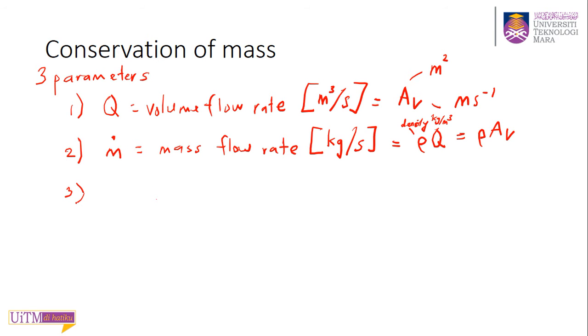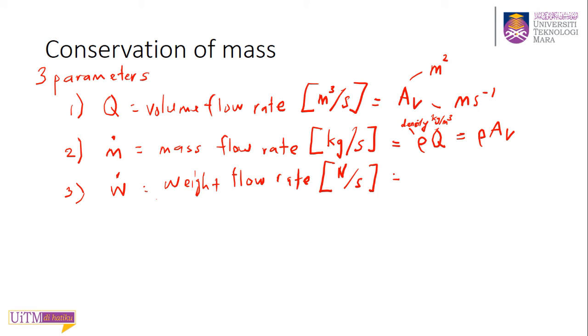The last parameter in the conservation of mass is W dot. It is the weight flow rate. So the unit is, you know, weight. Weight is in Newton, right? Weight W equals M times G, so the unit is Newton. Similarly, it's a flow rate, so it's per unit time, so per second.